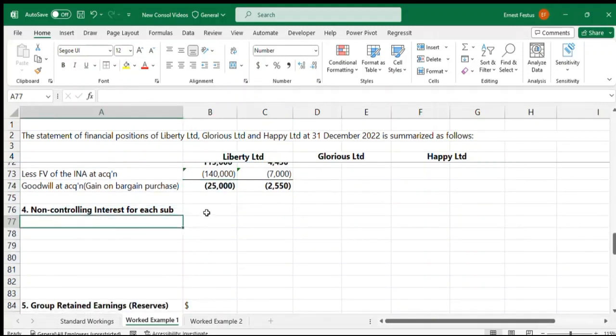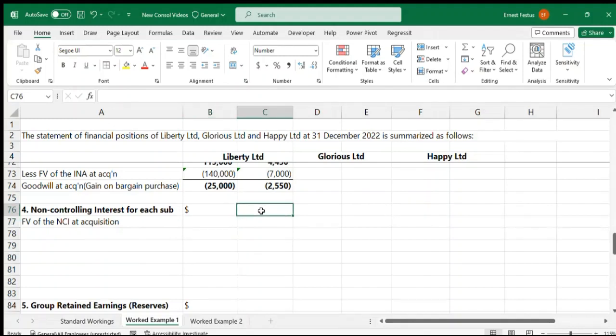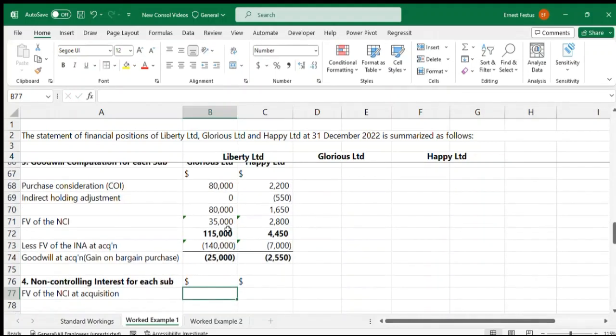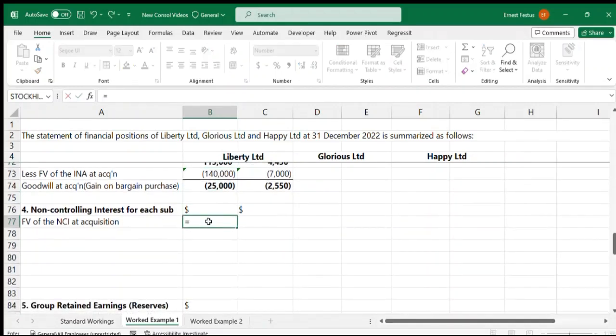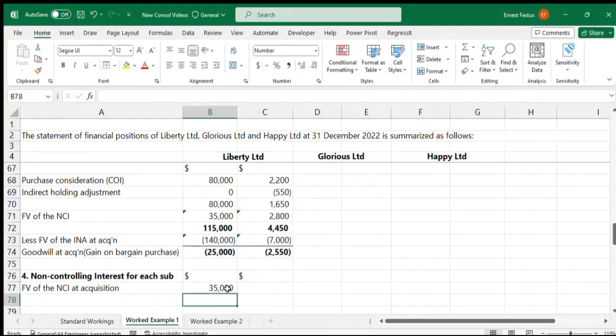Then we have our non-controlling interest. Let me put my dollar value here. So we have the fair value of the NCI at acquisition, and this is also done for each of our subsidiaries, so there are going to be two here. Now the non-controlling interest for the subsidiary is this. So we have the fair value of the non-controlling interest, that is this. So I'll just link it together. This, I'll link it to this one, and then I can copy it to the right.